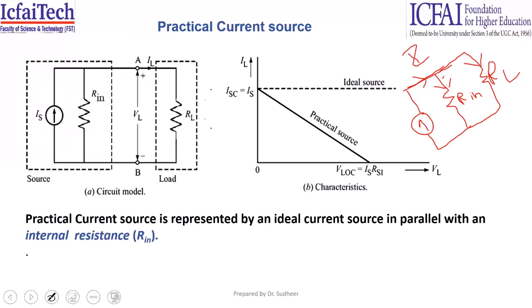So how do we represent a practical current source? Draw an ideal current source, and in parallel to the ideal current source, draw an internal resistance.